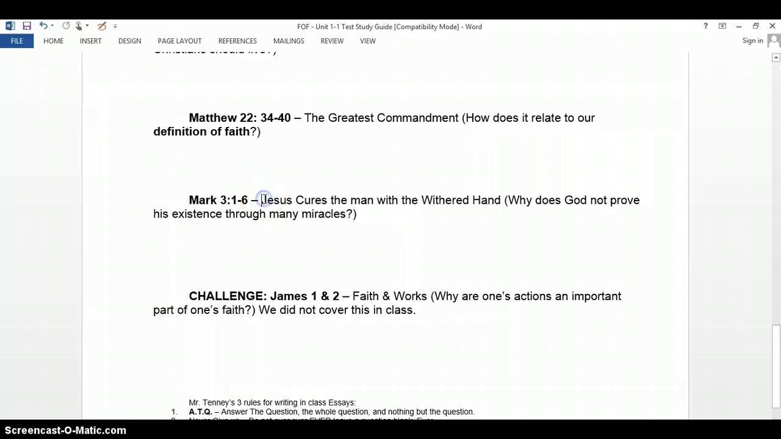Mark 3. In this passage, Jesus heals a man with a withered, deformed hand, and everyone who's around, especially the priests, the Pharisees, want to kill Jesus for it because he did it on the Sabbath day. So they see this miracle, but they're not convinced. This is a clue as to why God doesn't just prove his existence with miracles all the time, because miracles aren't going to be convincing for people like the Pharisees, who the gospel says have hard hearts. Only if you're already open to a relationship with God is a miracle going to be convincing for you. Ultimately, a relationship with God is what's going to be convincing for you, not some grand miracle.